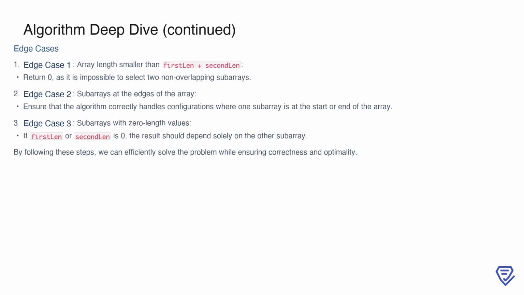Finally, let's address some important edge cases. First, if the array length is smaller than the sum of first len and second len, it's impossible to select two non-overlapping subarrays, so the result should be 0.